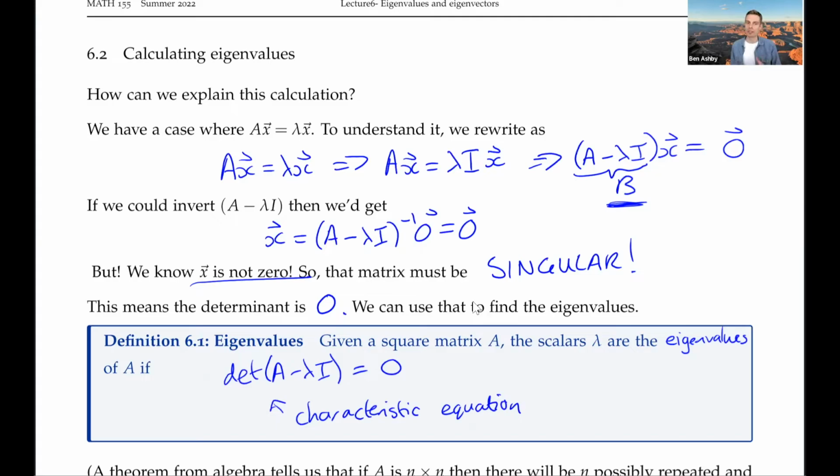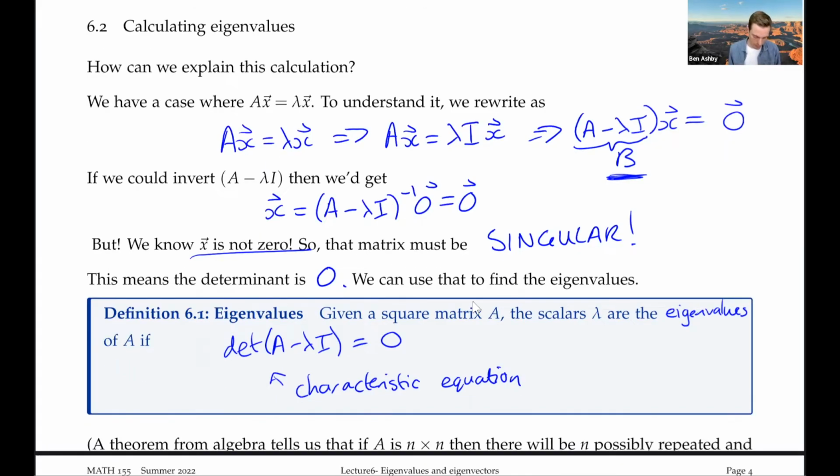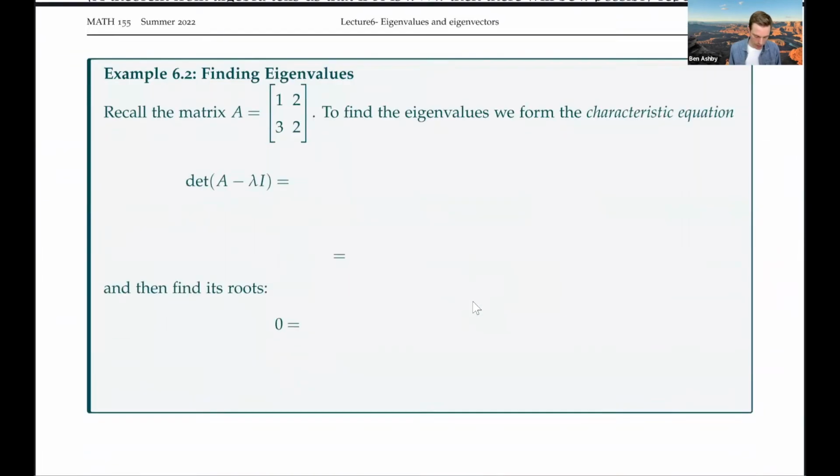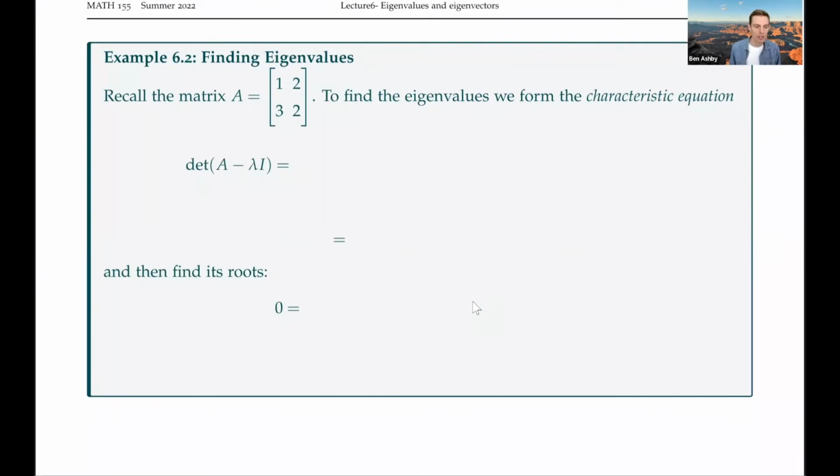It will be a different characteristic equation for a different matrix. Okay, so let's go through an example. We had this matrix here from before, A is equal to 1, 2, 3, 2. And we want to find the eigenvalues of this matrix. So we do the determinant of A minus lambda I. That's the determinant of our matrix A, 1, 2, 3, 2, minus lambda times the identity matrix, which is 1, 0, 0, 1.